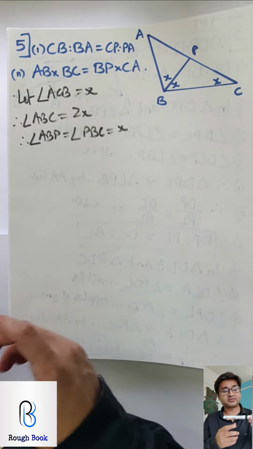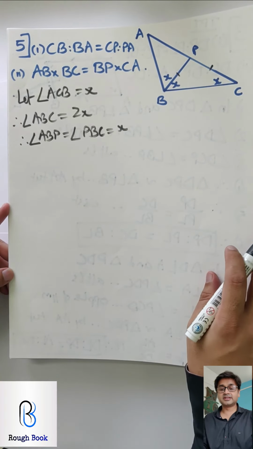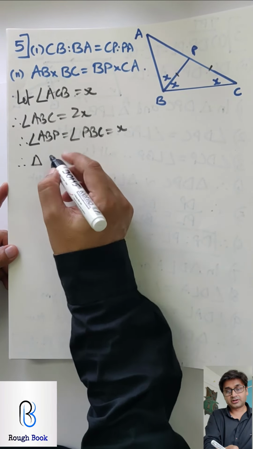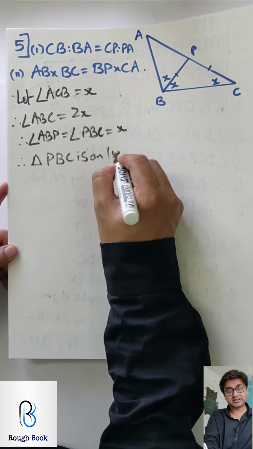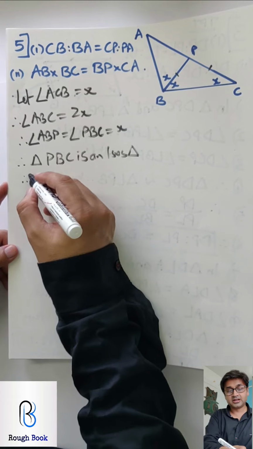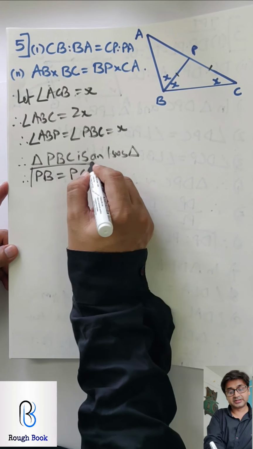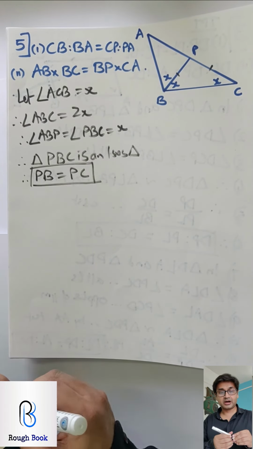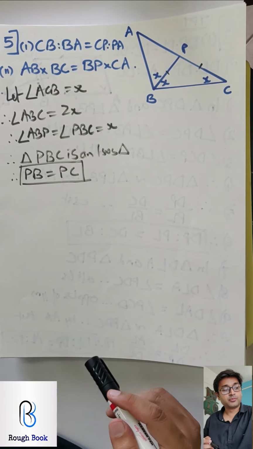Now that everything is x, we clearly know that this is an isosceles triangle. So I can say PB equals PC. So immediately, triangle PBC is an isosceles triangle. And now that it is an isosceles triangle, I can say therefore PB is equal to PC. This is what we are going to use later on extensively. Now, let's understand what we have to prove and how are we going to prove that.